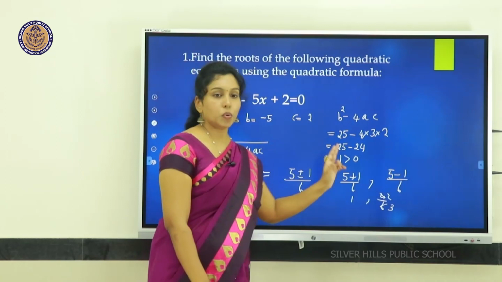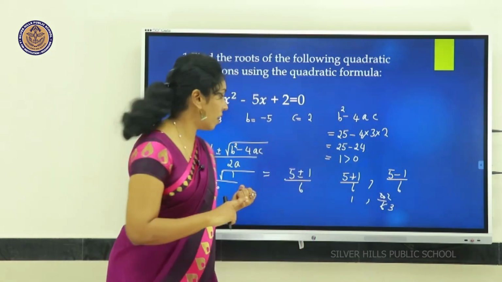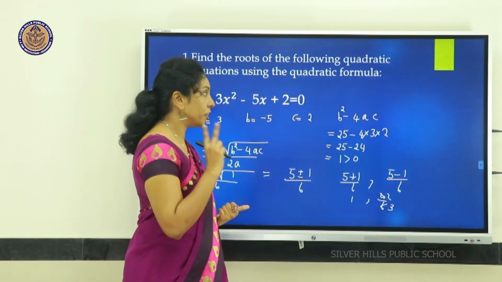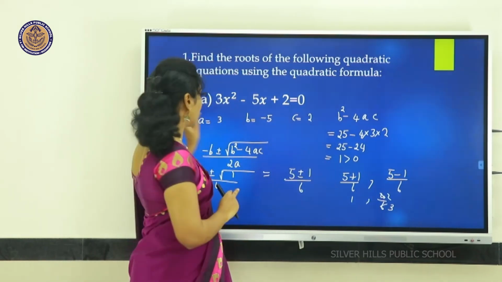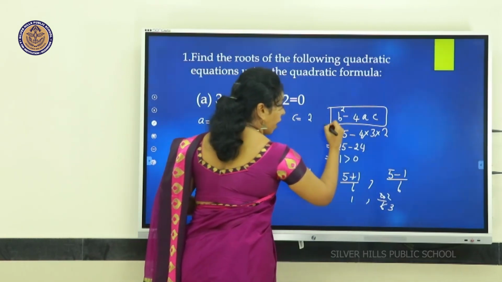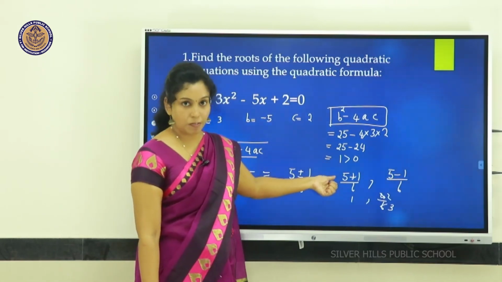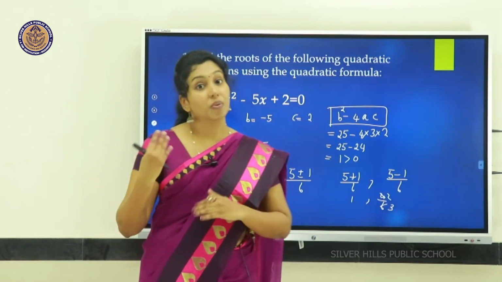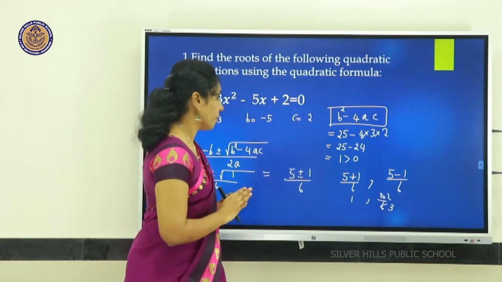So how many roots you got here? You got 2 roots. One is 1. The other one is 2 by 3. Okay, so we are getting 2 roots, 1 and 2 by 3 for this question. Now, when you found the value of b square minus 4ac here, you are getting a positive number. And then you are getting 2 different real roots. Okay, 2 different real roots you are getting.